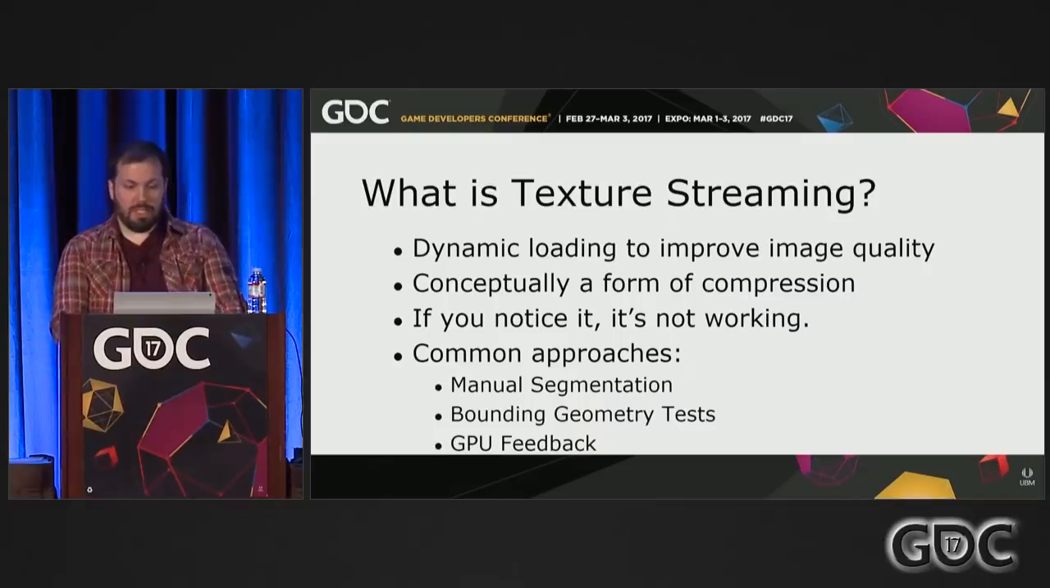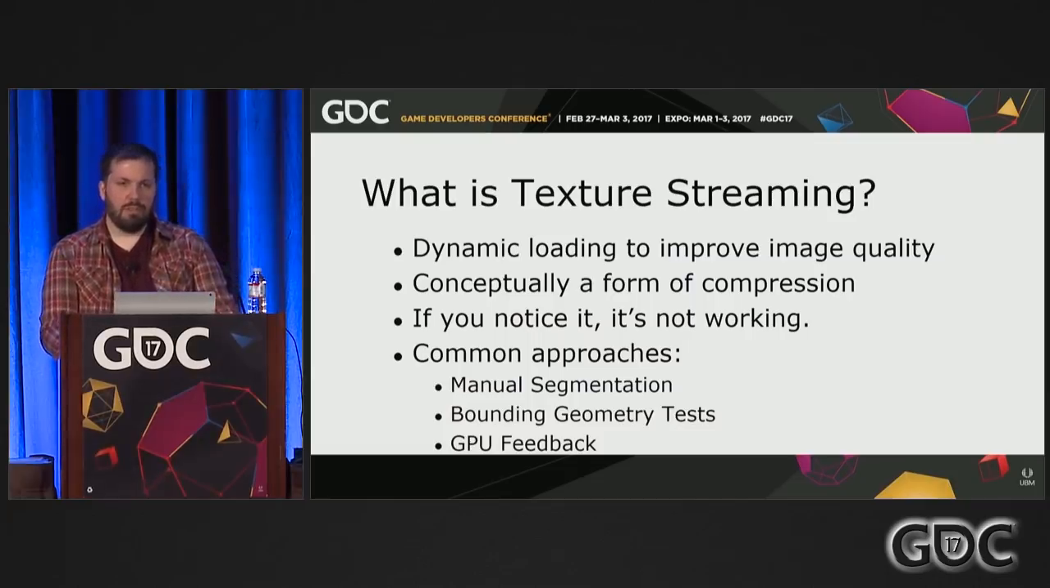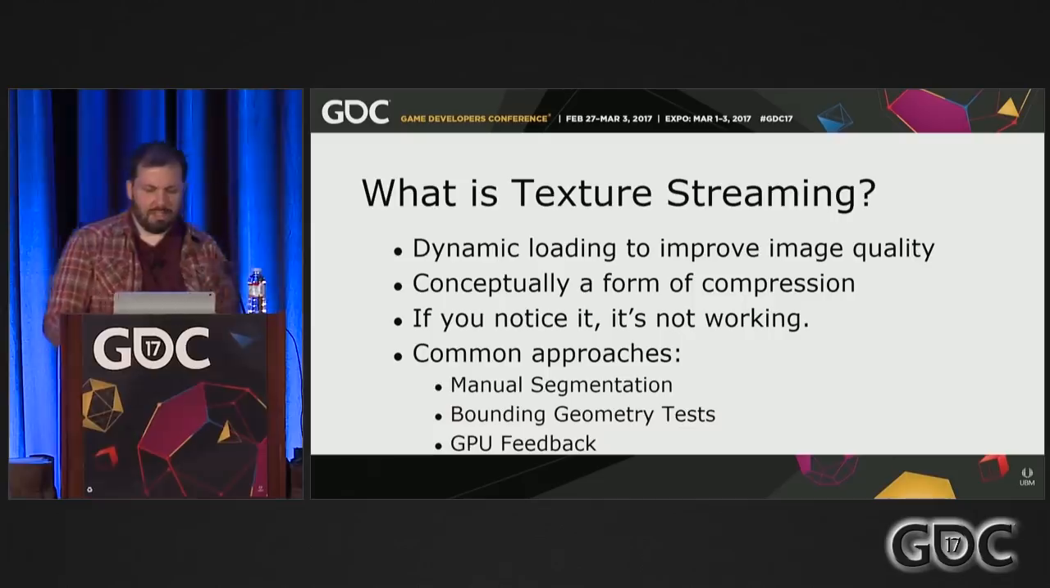So, what is texture streaming? Broadly speaking, texture streaming is dynamically loading and unloading texture data as necessary to render. What you're trying to do is get the most use out of a fixed amount of memory on your GPU, or shared memory. So it is a form of compression, and like most compression, if you notice that it's happening, it's not really working. A lot of games have texture streaming in some capacity, but you don't see it, so you don't even realize it. It's pretty pervasive.